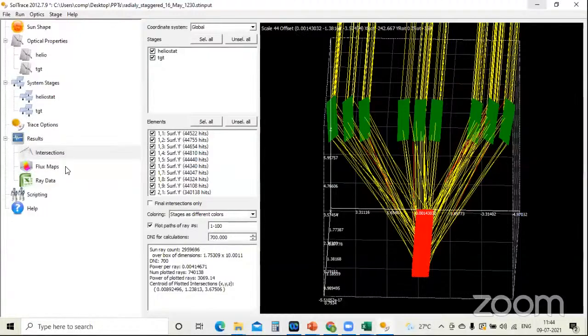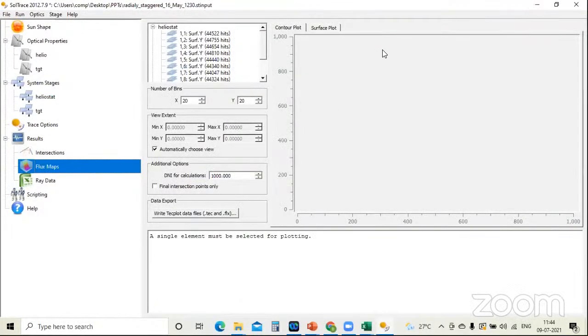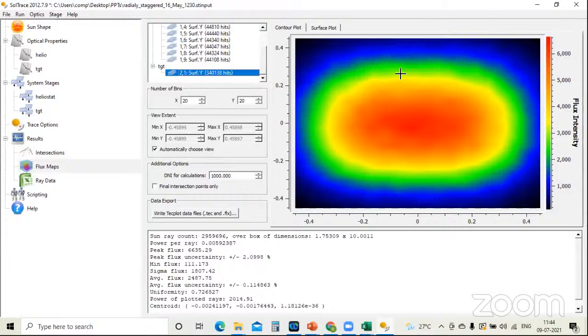Now the flux map we can get. The flux map or flux contour plot we will get. This is the contour plot, that is, the variation of the flux distribution we can get here. Accordingly, you can change the values, and accordingly the value of the peak flux. What is the peak flux value and its location? At the center point, you will get the peak flux value, then the minimum flux, the maximum flux and the average flux. Peak flux is the maximum flux. So the variation of the flux we are getting.